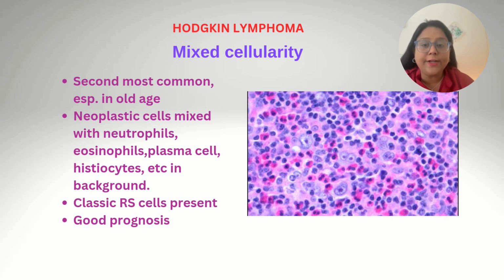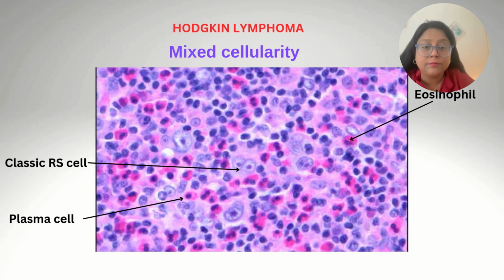The mixed cellularity variant is the second most common type of variant, and it is especially seen in old age. Here, the neoplastic cells are mixed with neutrophils, eosinophils, plasma cells, histiocytes, etc. in the background, and classic Reed-Sternberg cells are present. They have a very good prognosis. As in this image, you can see I have depicted by the arrows the classic Reed-Sternberg cell, the plasma cell, and the eosinophils.